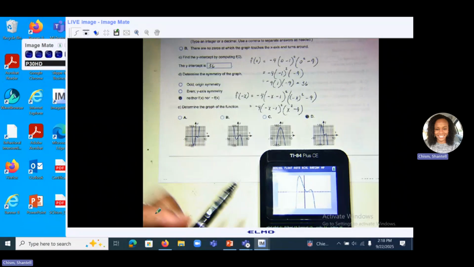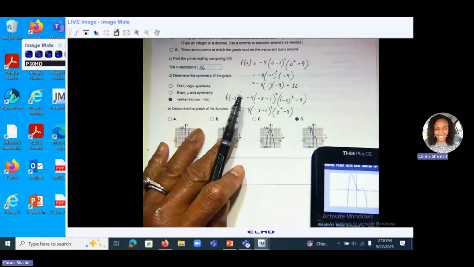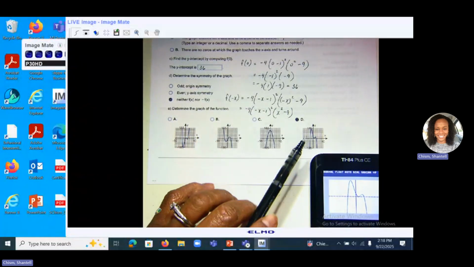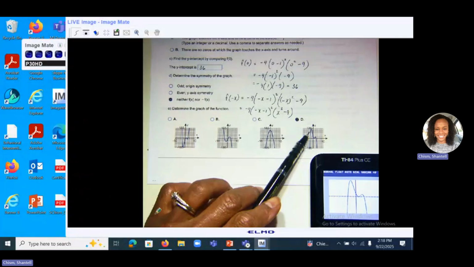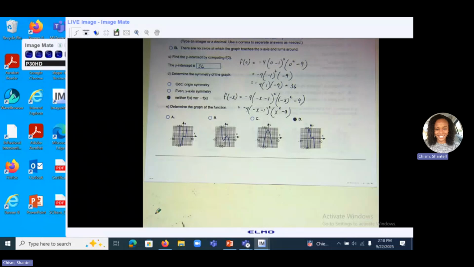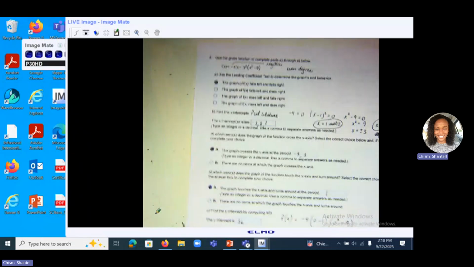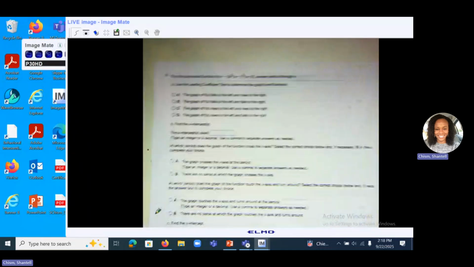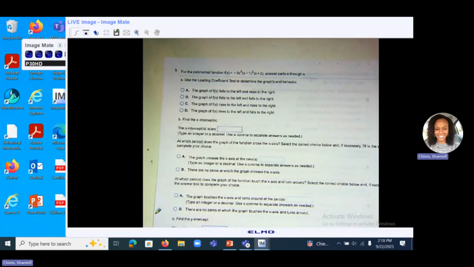And all I did again to ensure that I choose the correct graph was just use their scale and put them in my window on my calculator. Okay. All right. Number 9 is just like that one just before.